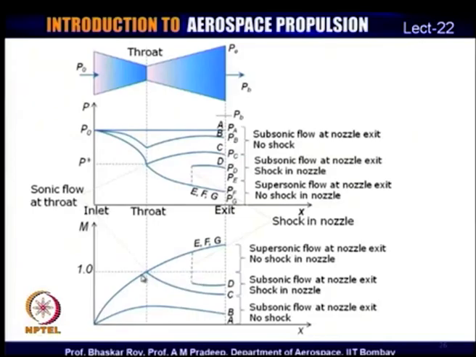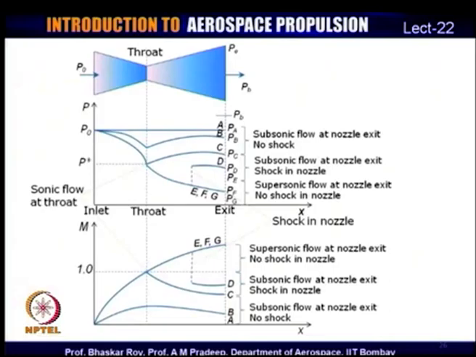At state D, the flow is supersonic after the throat, it continues so till this point, after which there is a shock, and because of the presence of a shock, the flow becomes subsonic and we still have a subsonic flow at the nozzle exit. If the back pressure is lower than what is happening at state D, then the shock continuously moves towards the exit, and for all other states which is E and F and G, we will continuously have a supersonic flow all the way to the exit of the nozzle.